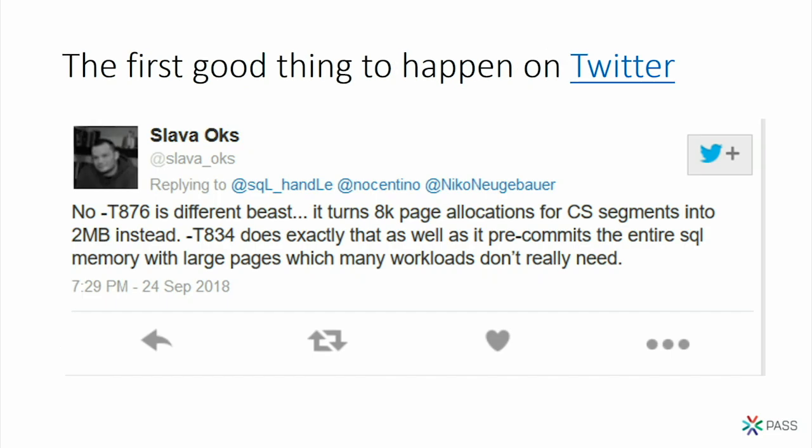I bet some of you use and like Twitter. I don't. But on September 24th, 2008, the first good thing happened on Twitter. Slava from Microsoft revealed a trace flag, 876. So what does 876 do? You remember those terabytes of memory page allocations? Those are all 8K allocations. Trace flag 876 for Columnstore compression uses 2 megabyte allocations instead.